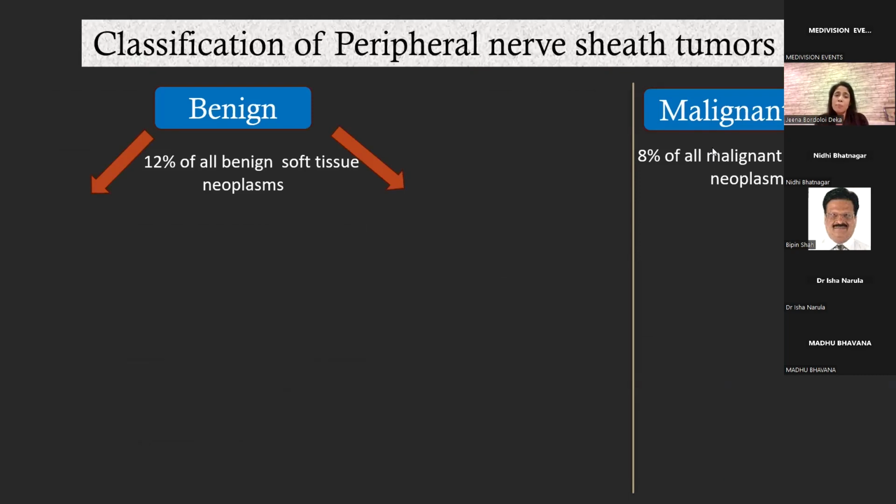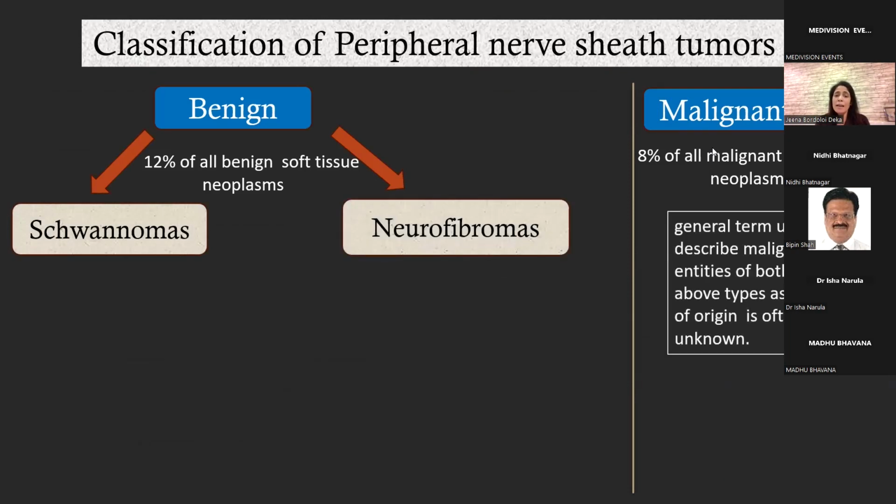So the PNSTs can be classified into benign and malignant. Benign constitute 12% of all soft tissue neoplasms, and they are essentially the schwannomas and the neurofibromas. Schwannomas arise from the Schwann cells, whereas neurofibromas arise not only from the Schwann cells, but also additional cells like the cells of the epineurium and the perineurium and the connective tissue cells like the fibroblasts and the mast cells, etc. But malignant PNST is a general term which is used to describe malignant entities of both the above types, as the cell of origin is often unknown.